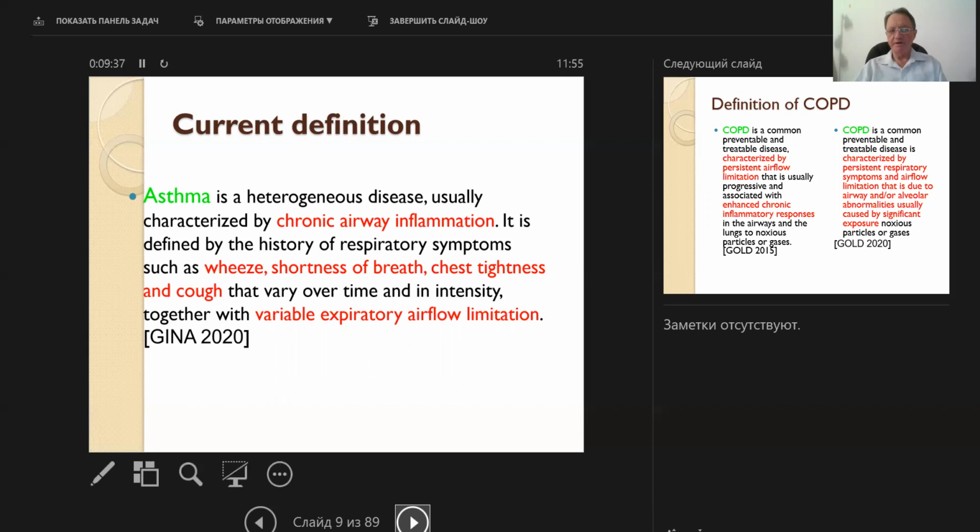But in the case of bronchial asthma, chronic inflammation leads to variable expiratory airflow limitation, which manifests with respiratory symptoms such as wheezing, shortness of breath, chest tightness, and cough, that vary over time and in intensity.